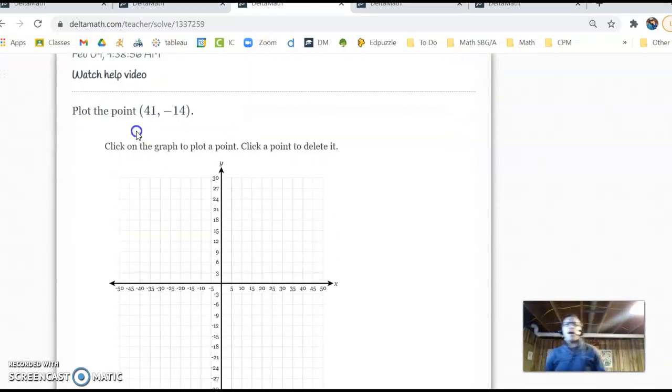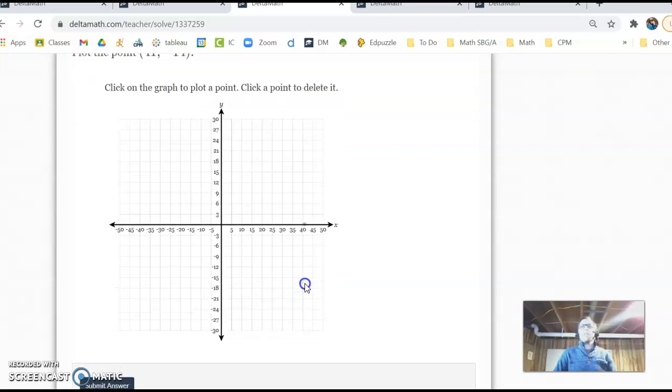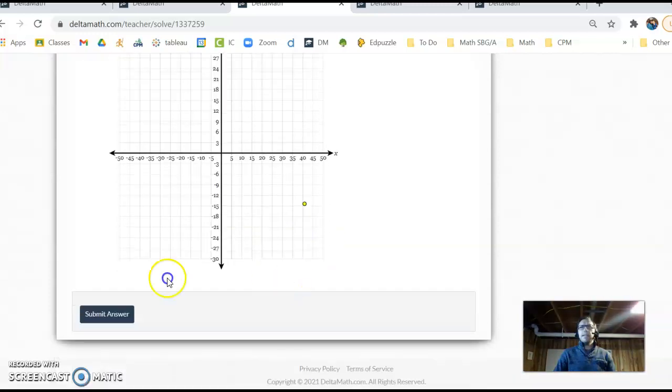You get to try to graph these bigger points. And since the graph's so big, you kind of get to estimate it just a little bit. But remember, 41, that's our x value. So we're going to go to the right, 41. Here's 40, so 41 is just a little bit more than that. And -14 means down 14. So over 41 to the right, down 14. This line is 15, so I'm going to go just a little bit above it. Click. Let's see how close we got.